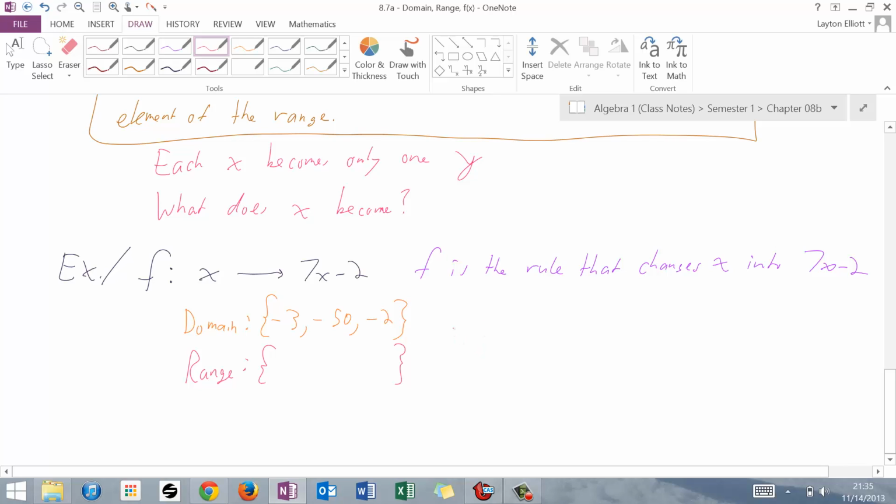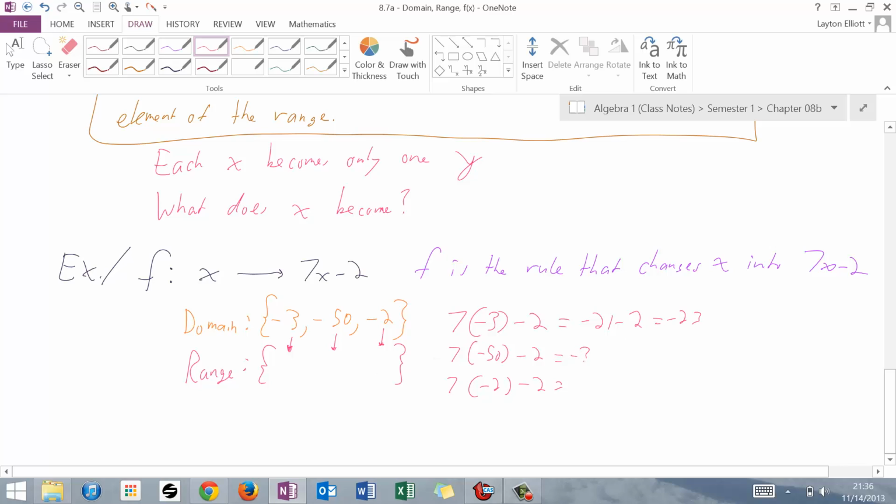And I would find that by saying, let's see what negative 3 becomes, let's see what negative 50 becomes, and let's see what negative 2 becomes. And since the rule is to take this x value, multiply it by 7, and then subtract 2, I'm just going to do that to all three of these. 7 times negative 3 minus 2, 7 times negative 50 minus 2, and 7 times negative 2 minus 2. And we'll just evaluate those out. That would be negative 21 minus 2, which would be negative 23.